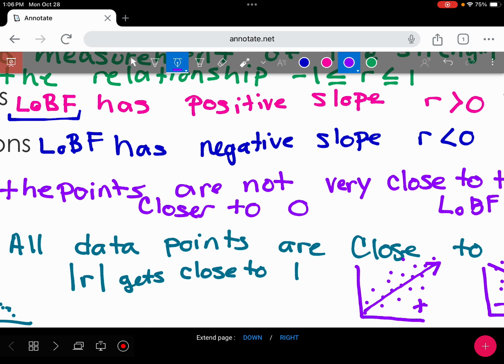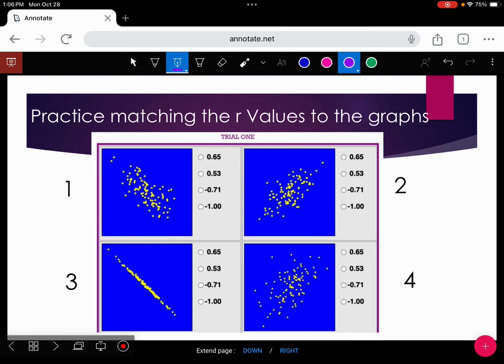All right. So here is our first set of graphs. All 4 of these pictures have the same numbers. So we're deciding which of these numbers goes with which of these graphs. So take a look at these.